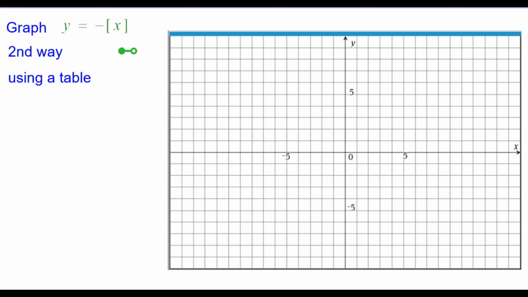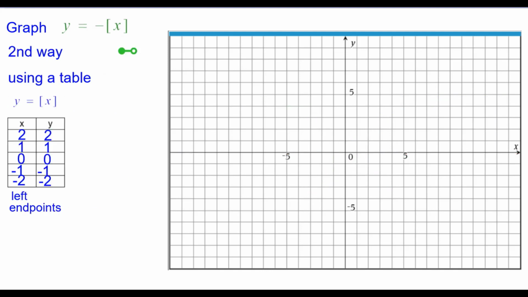Second way involves using a table. So we're going to start with the greatest integer function in these 5 ordered pairs here. These are the left endpoints that are closed. They're solid circles.